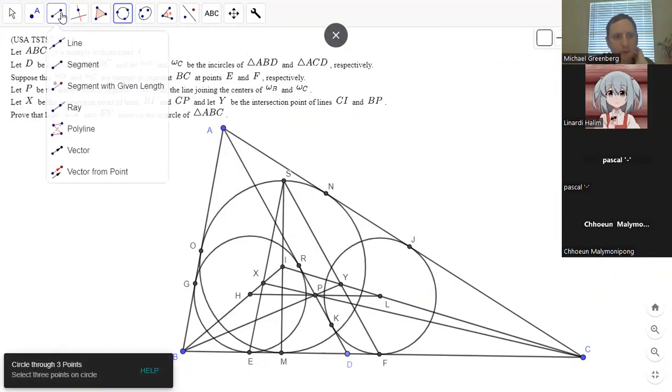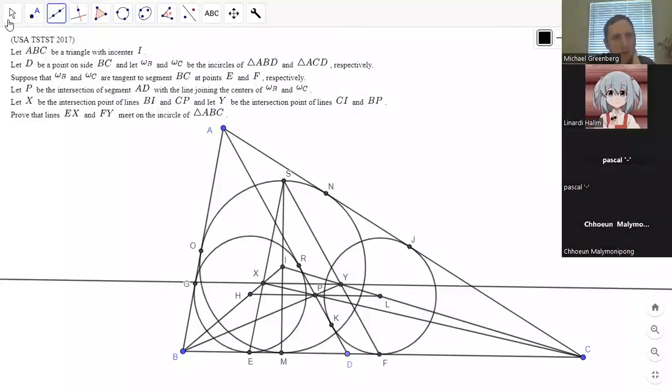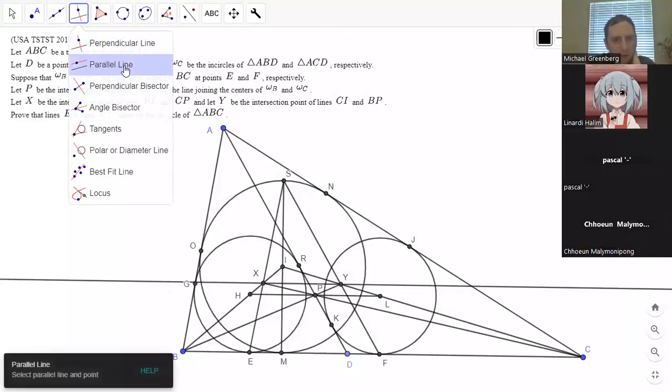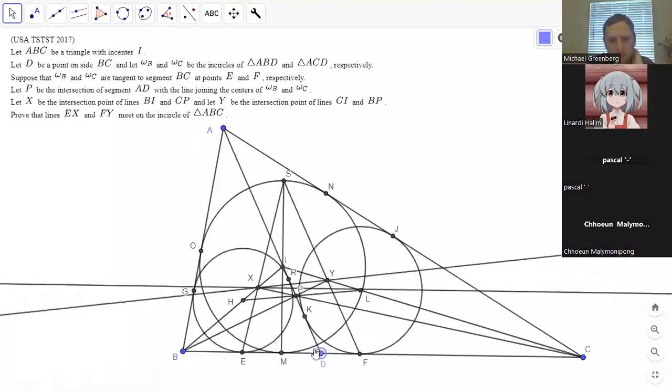I wonder if XY is parallel to BC, or maybe even HL. So let's see. I don't think it's parallel. Oh, are both HL and XY parallel to BC? I think so.